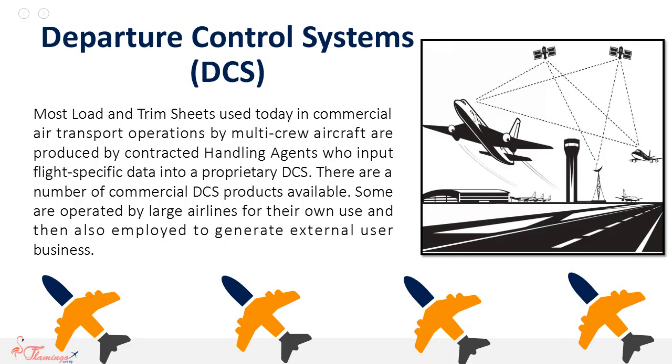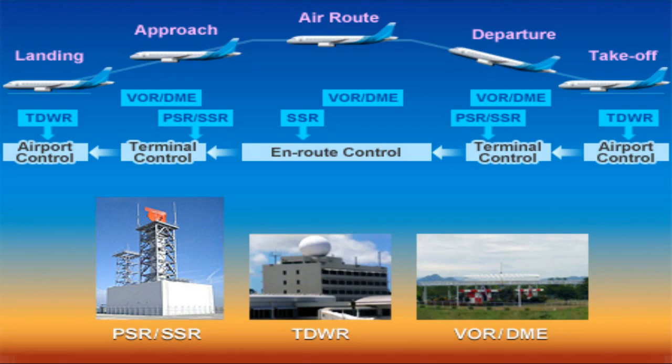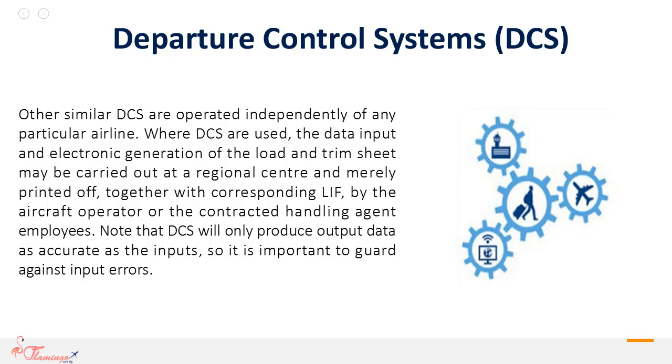Most load and trim sheets used today in commercial air transport operations by multi-crew aircraft are produced by contracted handling agents who input flight-specific data into a proprietary DCS. There are a number of commercial DCS products available. Some are operated by large airlines for their own use and then also employed to generate external user business. Other similar DCS are operated independently of any particular airline.